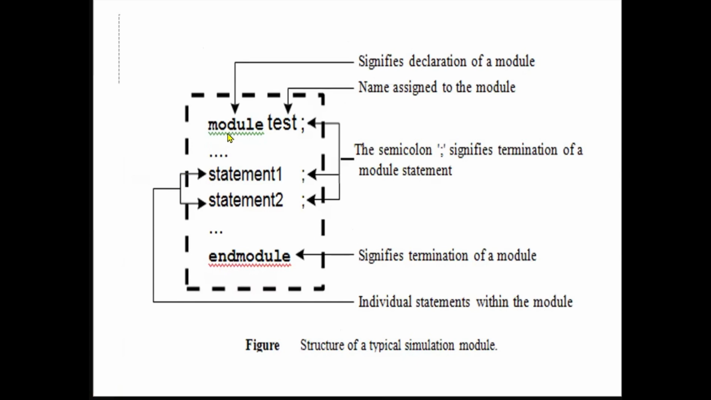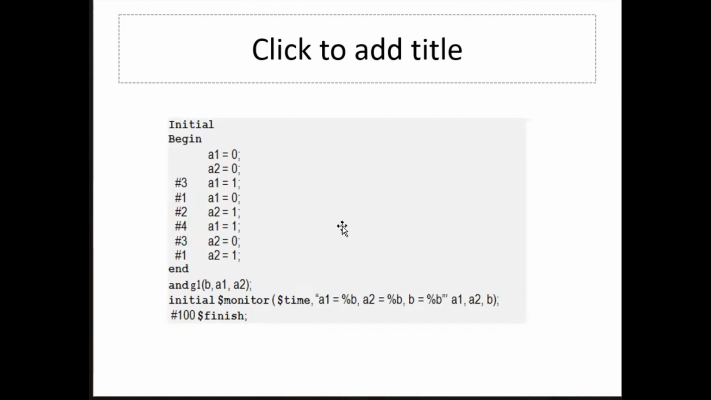Here, the keyword is module, and the module name is test. Within the beginning and ending of the module, with the endmodule, you are going to have the statements. Either you can use the initial blocks or you can use the always blocks to give the set of inputs or stimuli. So this is a simple program that shows, not the complete test bench program, but how the initial block is being used here.